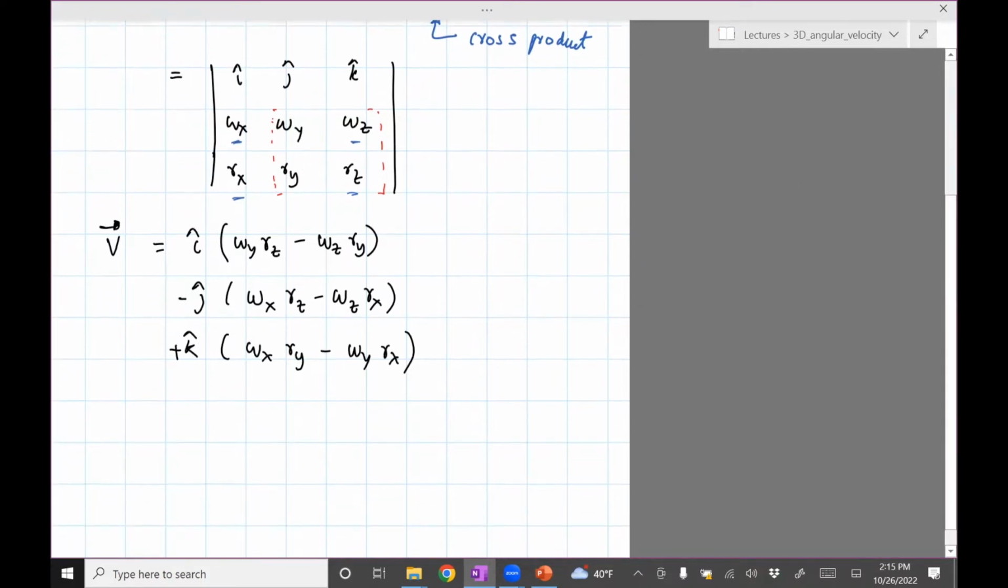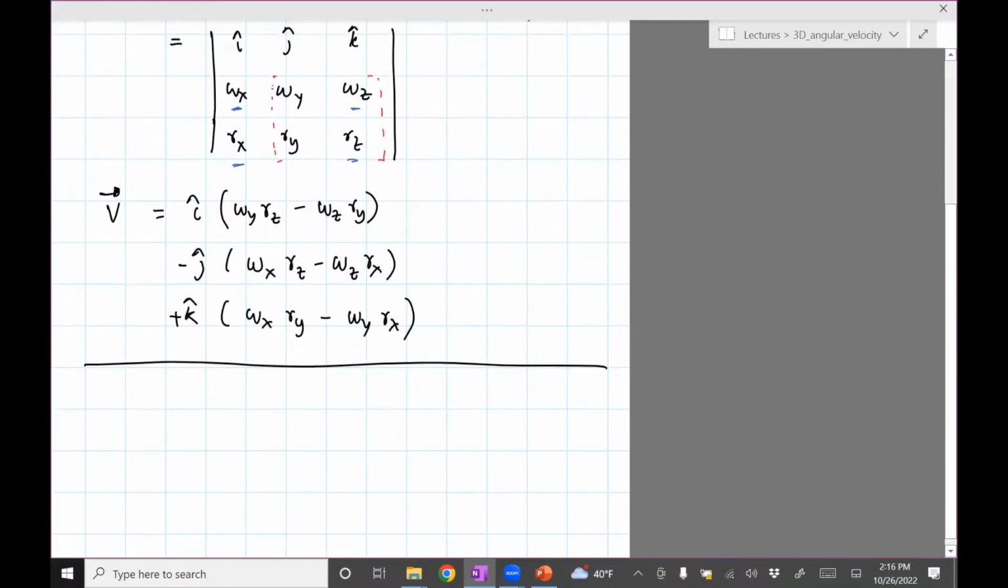Okay, now I'm going to show you a simpler way of doing the cross product using matrices. This is something which we'll be using in the course. So let me just show it to you. First, we need to define what are known as the skew-symmetric matrices.